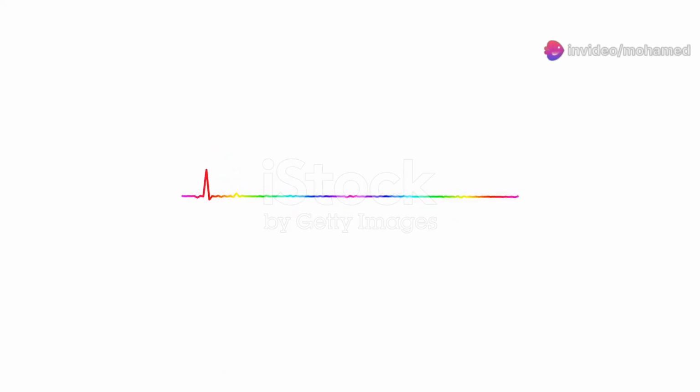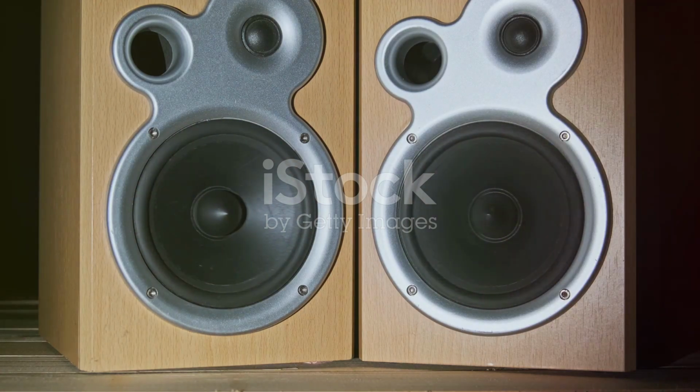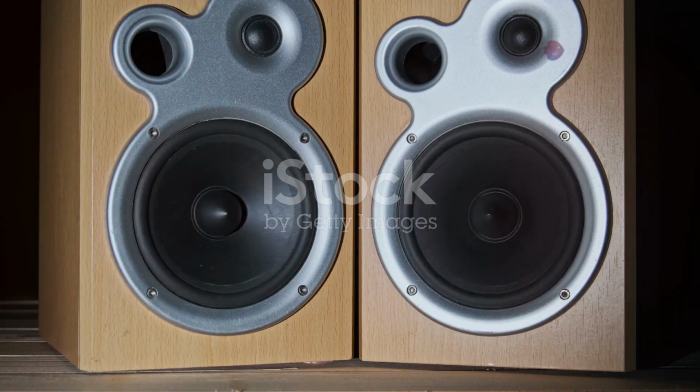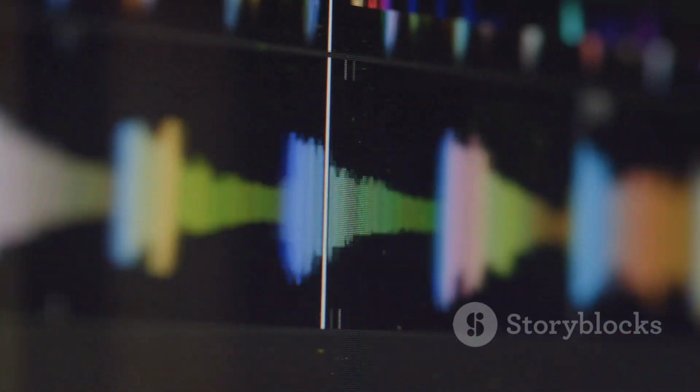So now I've got a whole list of numbers, each representing the loudness of the original sound at a specific slice of time. When you hit play, your speaker does the same thing in reverse. It reads those numbers and pushes the air to match, creating little waves that your ears pick up as sound. The entire process, from your voice turning into electricity, then into numbers, then back into air again, happens in milliseconds.